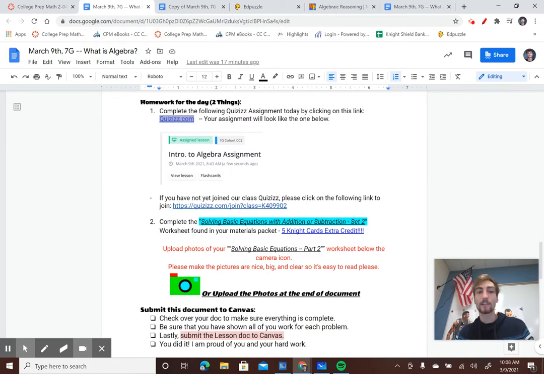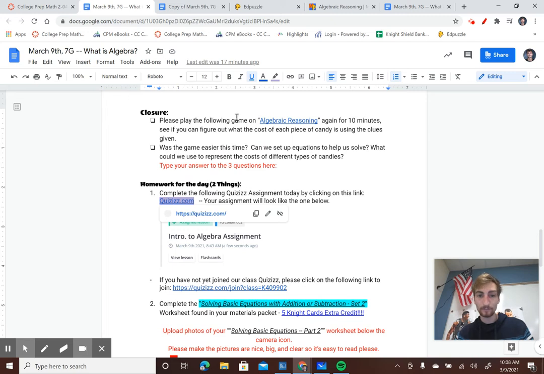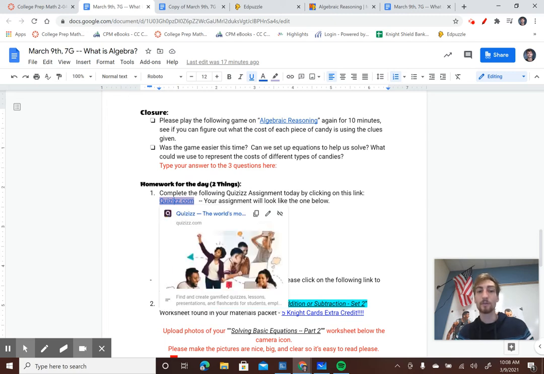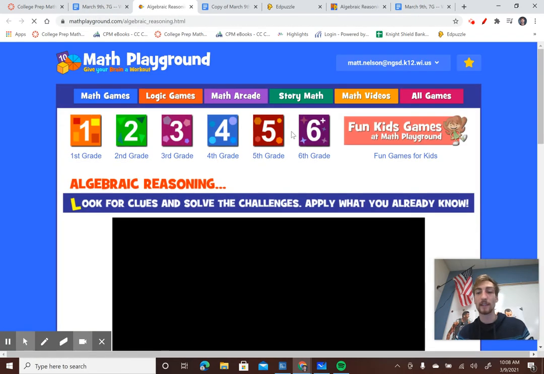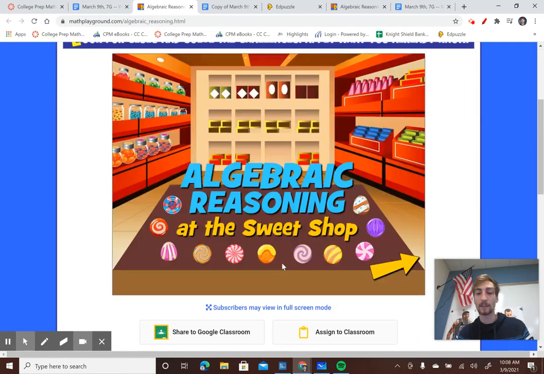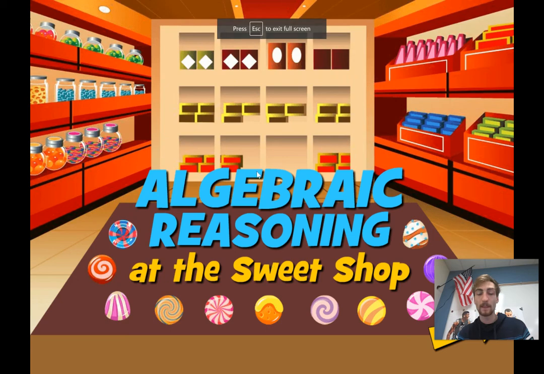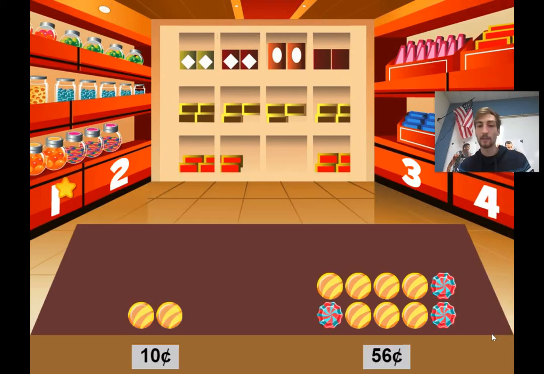And then the final thing you're going to do is complete this closure and quizzes activity. So the closure is to play the algebraic reasoning game again. So here we are back at the screen. And you'll notice it might be a little bit easier this time because we know how to set up equations.